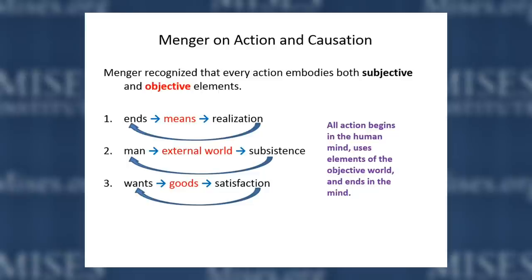Okay, so all action begins in the human mind, uses elements of the objective world, and ends in the human mind. Right. Now that was powerful. I mean, that was an example of Menger's creative genius. Okay, come up with that.